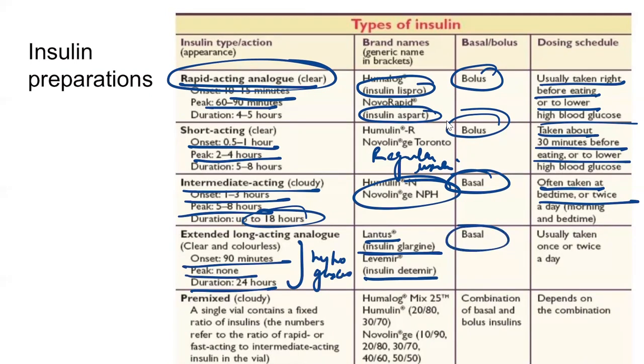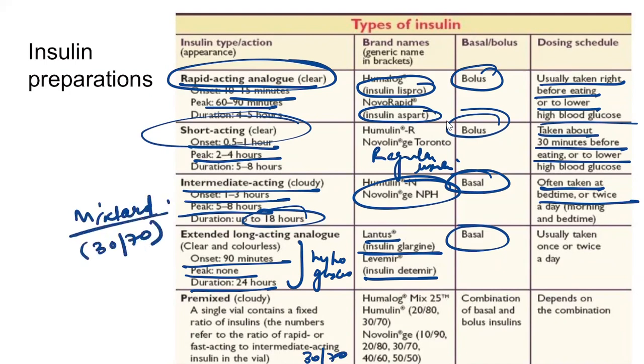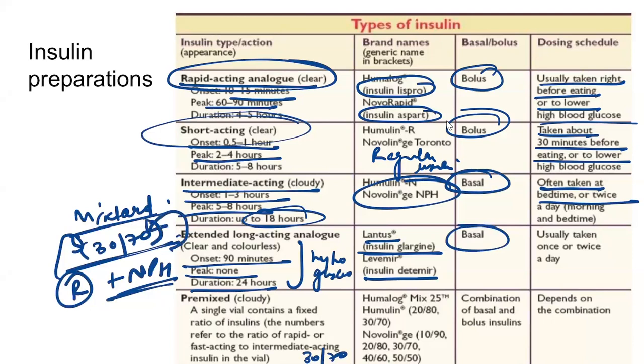Then we can have pre-mixed insulins. In pre-mixed, we have one short acting and the other one intermediate or extended long acting, in pre-fixed ratios like 30-70. The most common one we use is Mixtard, which contains 30-70 of regular insulin plus NPH, where 30% is regular and 70% is NPH, and it is given twice daily.